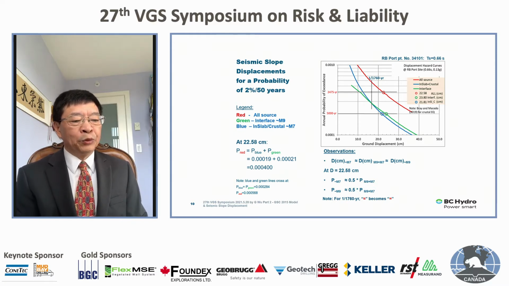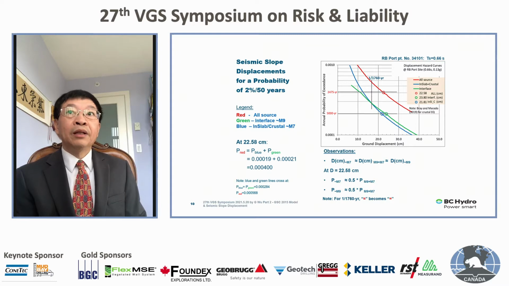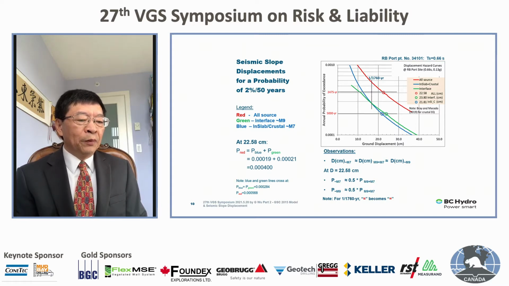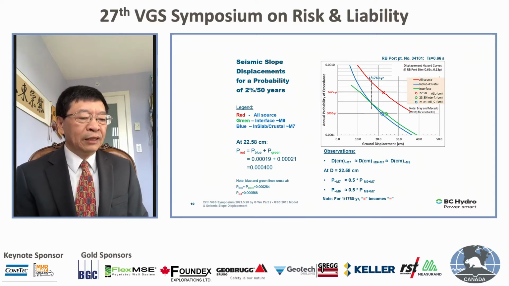At the same displacement between the green and blue curve, if you look at that dashed vertical line, that is how you do that. Take the same displacement, meaning you're going vertically, and then add the probability for each of the sources. At that dashed line, you will see the probability for the crustal is the same as the probability for the interface green curve. So you add the two, and you get the combined probability of 1 in 1760 years. So that is how you get one point.